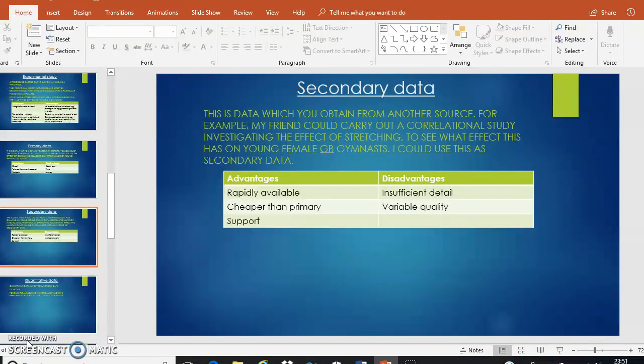There's secondary data on the other hand, which is data that you obtain from another source. So my friend could carry out a correlational study investigating the effect of stretching to see what effect this has on young female Great British gymnasts. I could use this as secondary data. So this is rapidly available because it's already been done by another individual. It's cheaper than primary data, and you get support with this. However, there might not be enough detail because it's from someone else, and the quality varies.